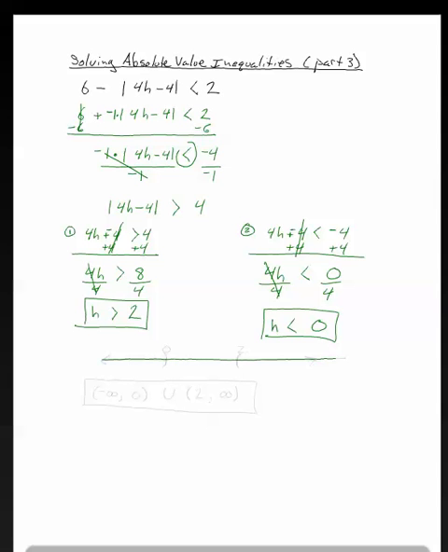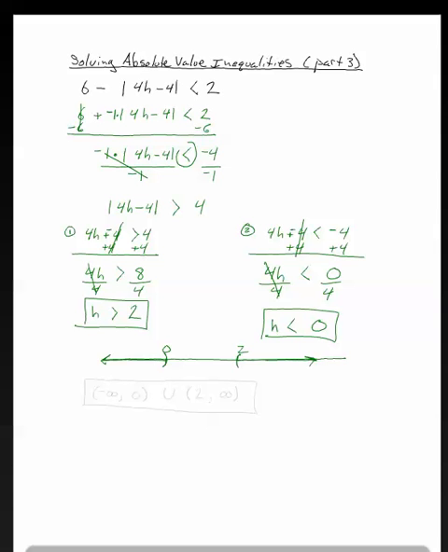And then we go ahead and graph these. Here's 0, here's 2. My first one says h is greater than 2, which means that the arrow goes to the right. And since it's strictly greater, we use a parenthesis. My second one says h is less than 0. So we start at 0 and go to the left. And then once again, since h is strictly less than 0, we use a parenthesis.